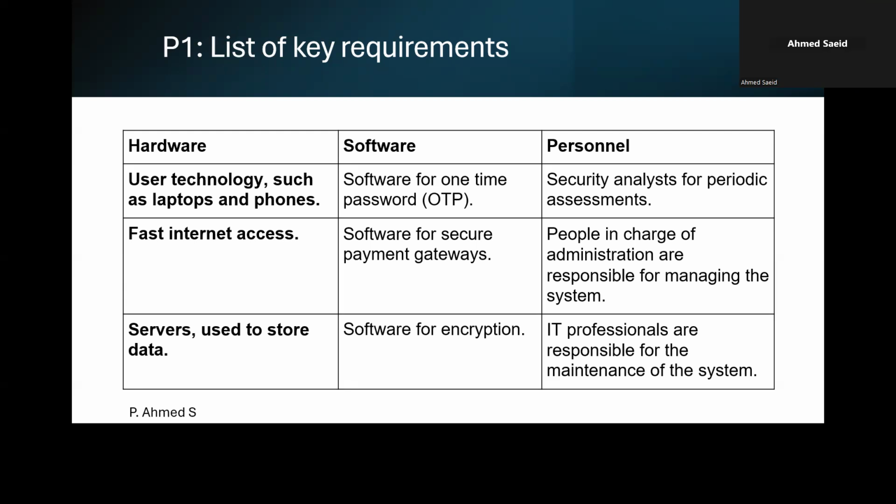Next, for software, we require software for one-time passwords, secure payment gateways, and encryption. These software components make sure that our system is secure and can protect user data effectively. And finally, under personnel, we need security analysts for periodic assessments, administrators to manage the system, and IT professionals to maintain the system. These roles are also important because they allow the system to run smoothly and securely. I will now pass it to the next presenter.